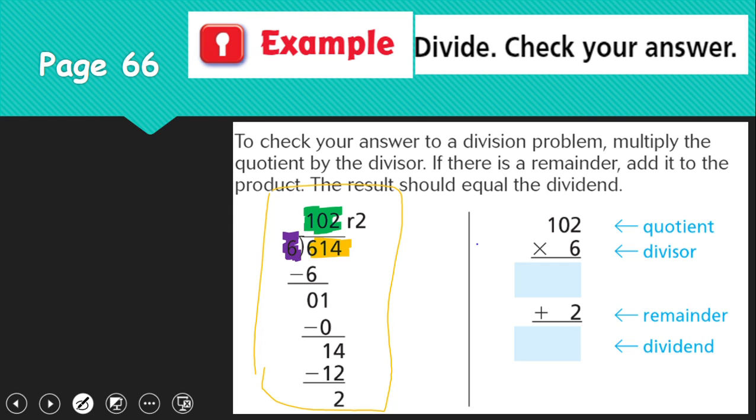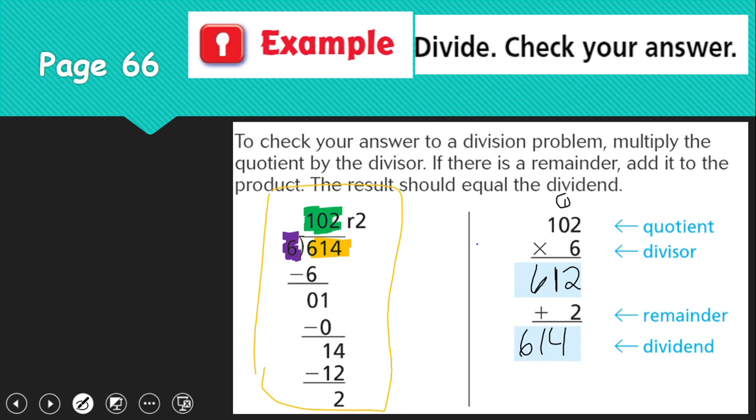So 2 times 6 gives me 12. Bring over the 1, or regroup it. 6 times 0 gives me 0, and plus 1 gives me 1. 6 times 1 gives me 6. So we have 612. Then you want to add your remainder, which is 2, and it gives me 614.